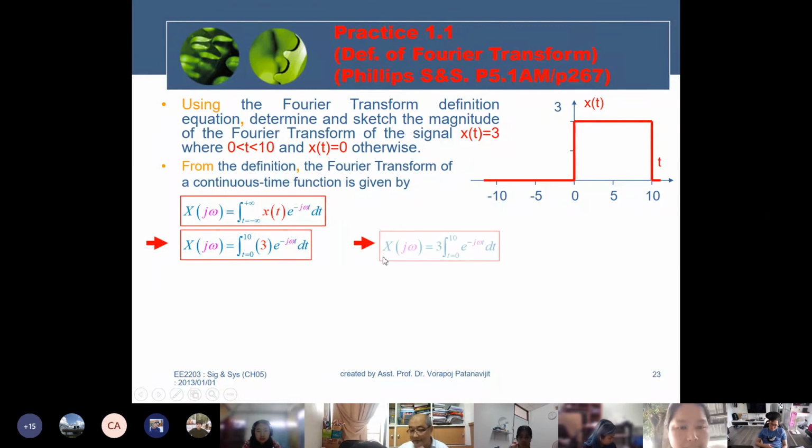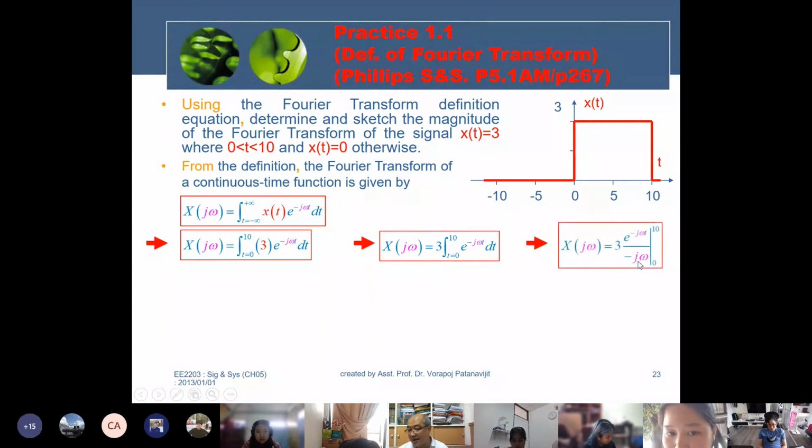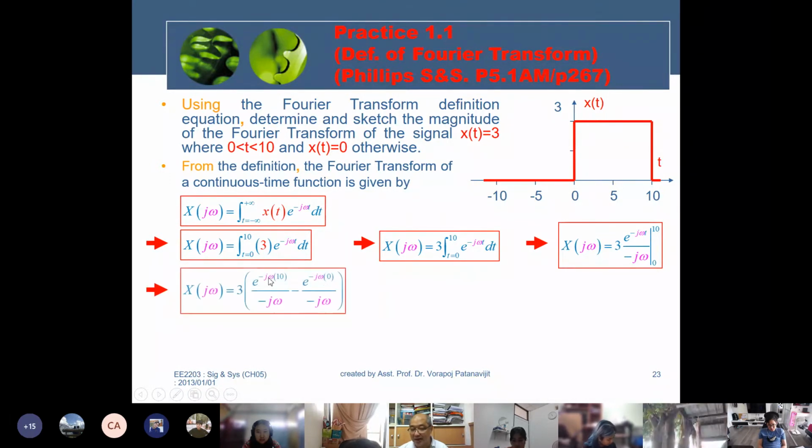After that, 0 to 10. Integrate e^(-jωt). 3 is a constant, so you can move it out. Integrating e^(-jωt) gives you e^(-jωt) divided by -jω, and substitute the range from 0 to 10 for every t value.